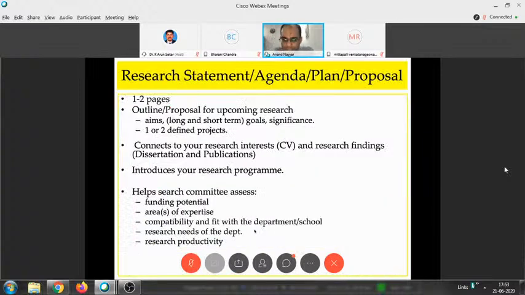So in terms of the research statement, very important. You can see that we have a 1 to 2 page outline. We should connect our research interest, and we should find our CVs and research findings. And most important, we should find ourselves in a position that I am the person capable of bringing the funding. Yes, everybody, if in the USA or you go abroad, you will be surprised to know that most of the institutions like those people who can bring funding projects. So funding projects and publishing SCI publications will put you in a strong position. Those are the two main things expected, and that is your yearly target that every person has to accomplish. Compatibility, research needs, and productivity, very important.